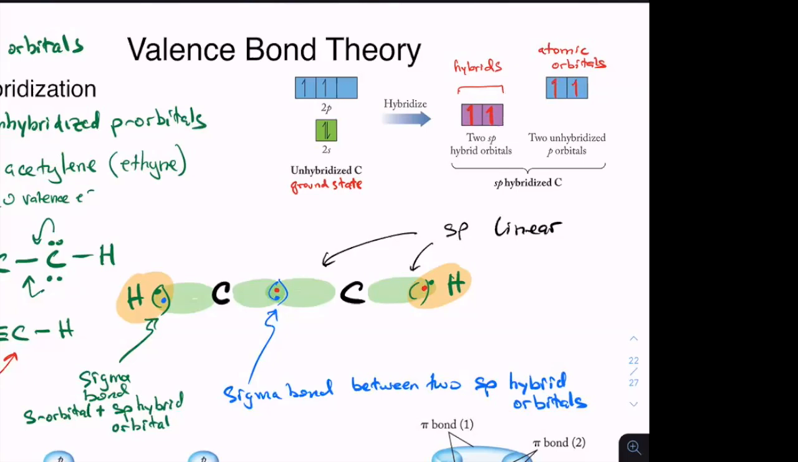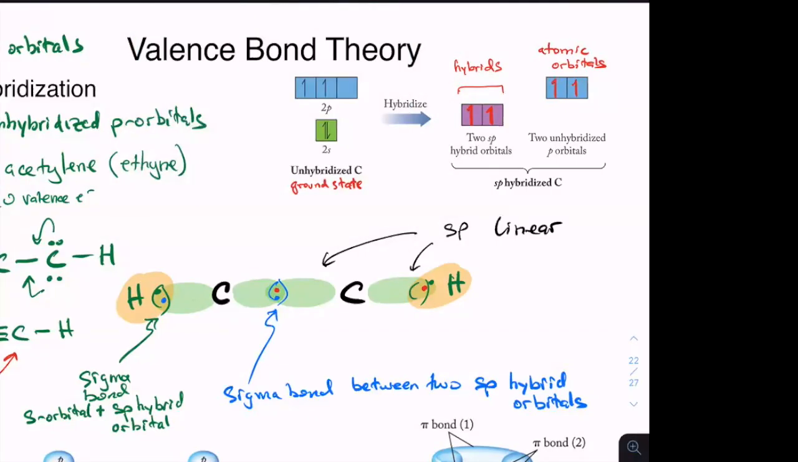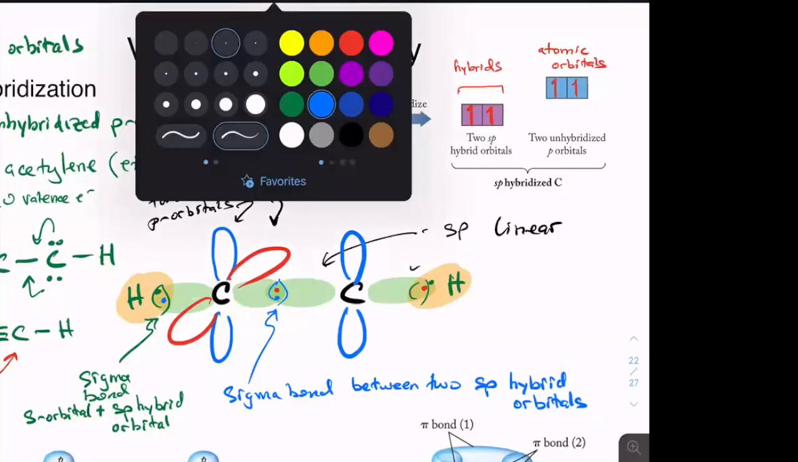Now, what are we going to do with these 2 unhybridized p orbitals? So I'm going to draw them with different colors. So one I'll put in blue, and I'll try to draw it so that it shows that it's actually perpendicular to the bond axes here.